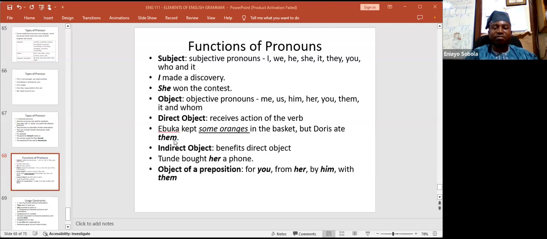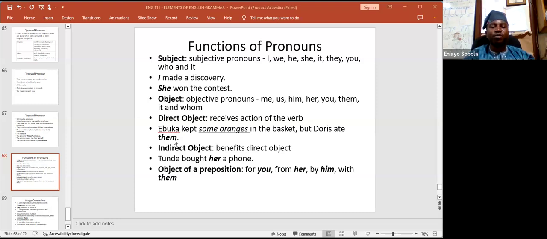Indirect objects benefit from the direct object. Tunde bought her a phone. What was bought is the direct object, which is a phone. But who benefits from the phone? The pronoun her indicates the beneficiary of the phone.